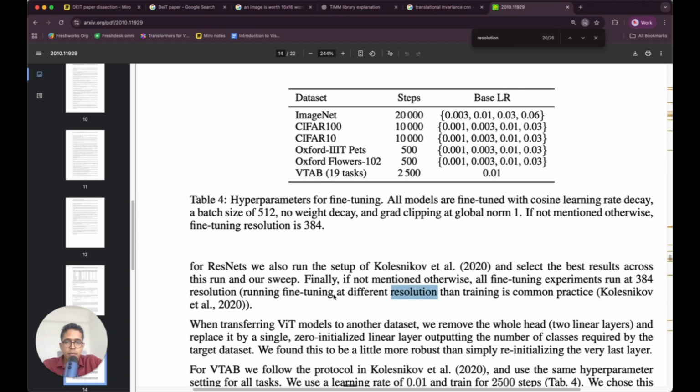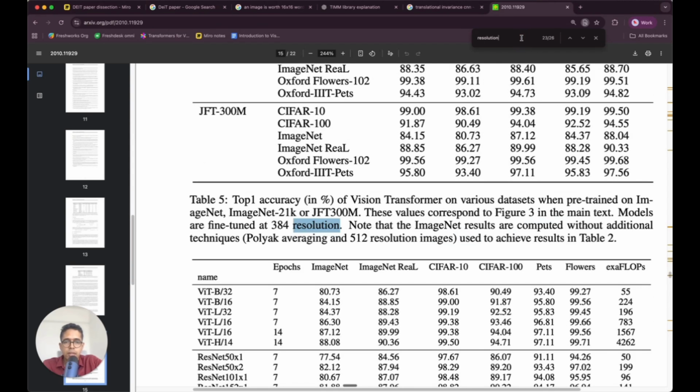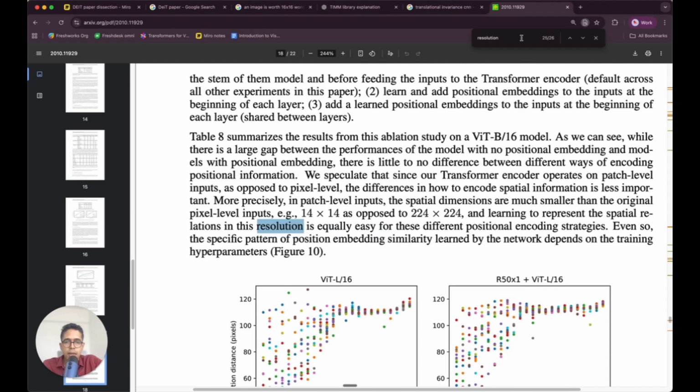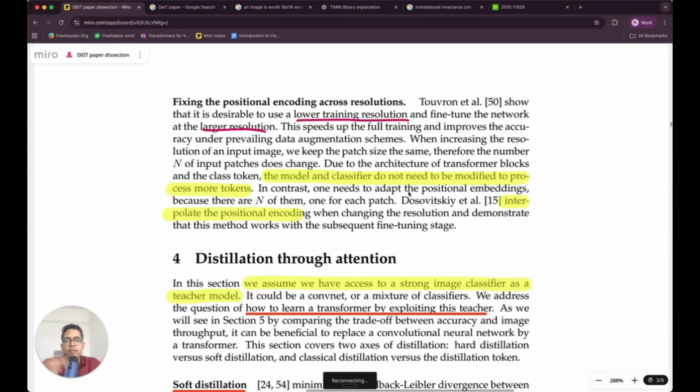And running fine tuning at it. So I know that fine tuning is done at a different resolution. That is not what I'm thinking. I thought within the training they had, for the first several number of epochs, a lower resolution, and for the later epochs a higher resolution. Anyways, I cannot find it by just searching this resolution keyword, but doesn't matter. We can figure it out later.